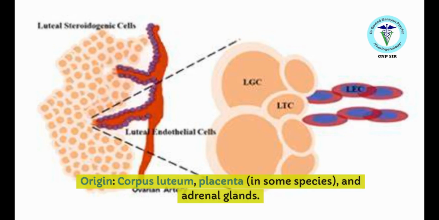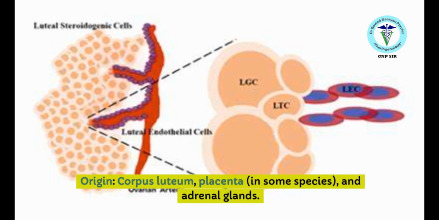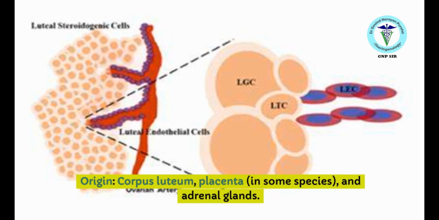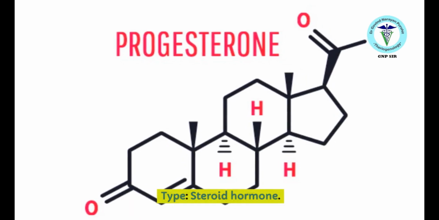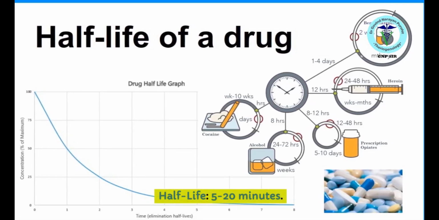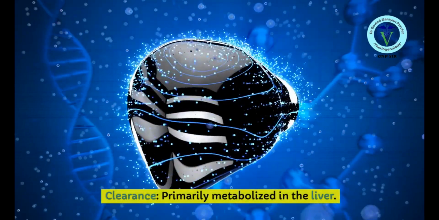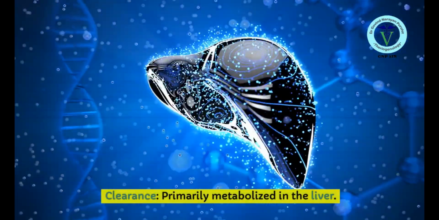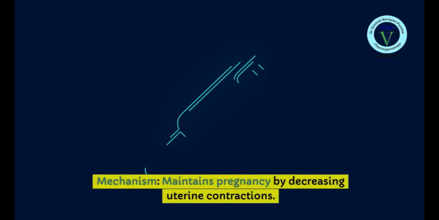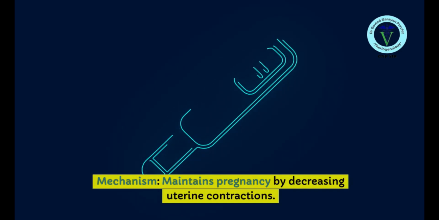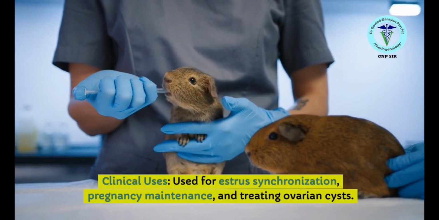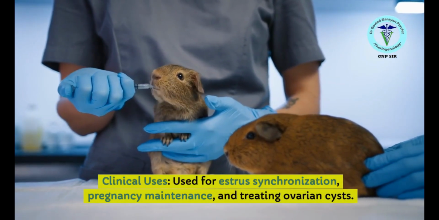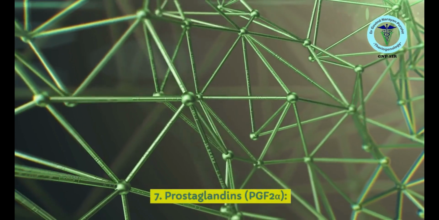The next steroid hormone is progesterone. It is secreted by the corpus luteum, in some species for the entire gestation and in some species for part of gestation, and also by the adrenals. The half-life is 5 to 20 minutes, and it is basically a pregnancy maintenance hormone. It is primarily metabolized in the liver. It maintains the pregnancy by decreasing the uterine contractions, and during the luteal phase, the CL secretes the progesterone. The clinical uses could be for estrus synchronization, for pregnancy maintenance, and for therapy of ovarian cysts in dairy cows.